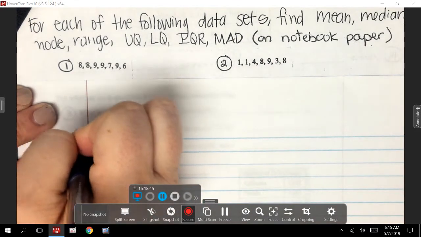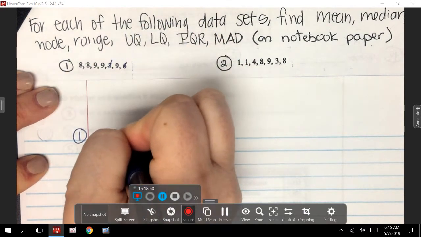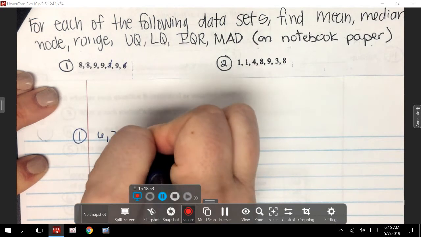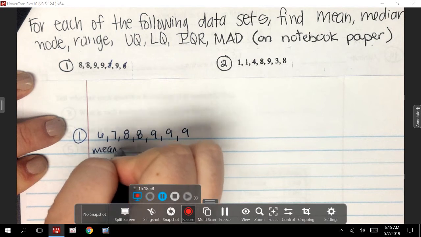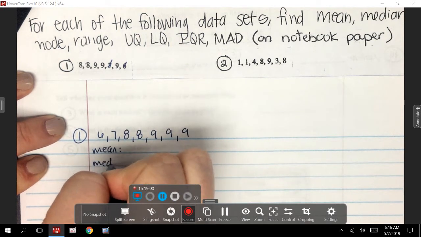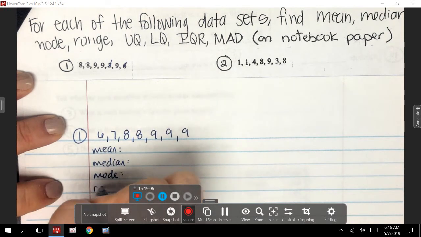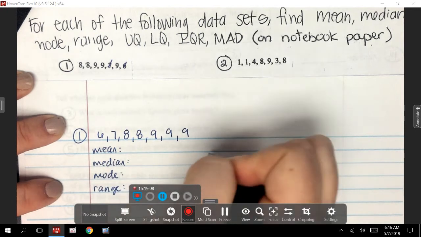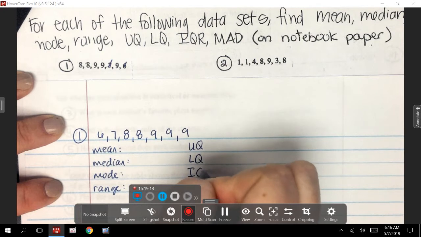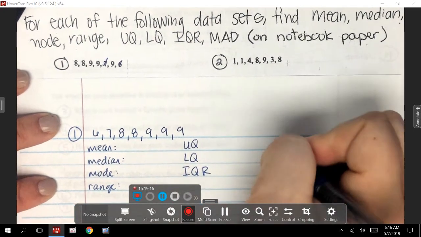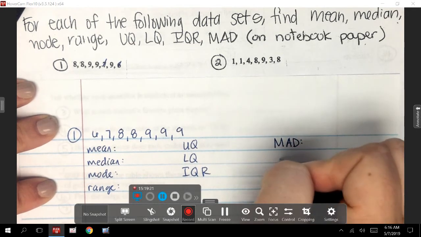So for number 1, I'm going to start out by making sure I write my numbers in order. So I have 6, 7. I'm going to mark them out as I do this. 8, 8, 9, 9, and 9. And we're going to do the mean, making sure I label what I'm doing, median, mode, range, UQ, LQ, IQR, and then to have some room, and I know this takes up a lot of space, my mean absolute deviation. I'm going to do that over here.